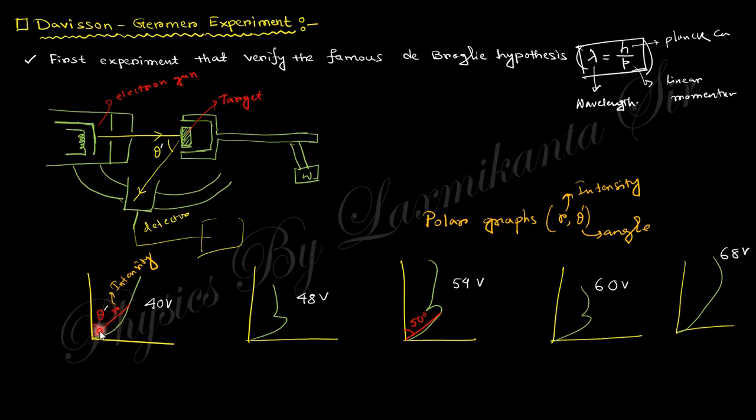Okay, so this r theta is represented like that at 40 volt. When the voltage is 48, a hump arises, and this hump is maximum at 54 volt, where the angle is 50 degrees. So this is the experimental result obtained from the Davisson-Germer experiment.